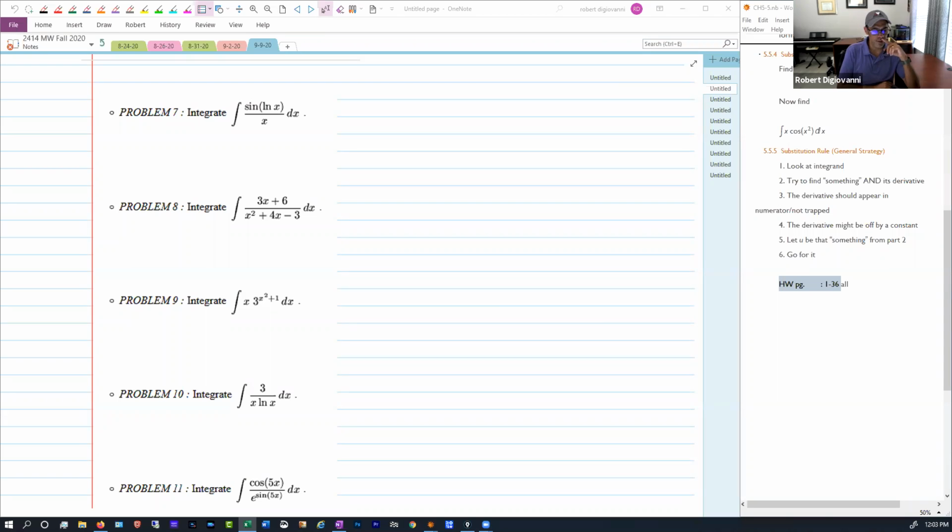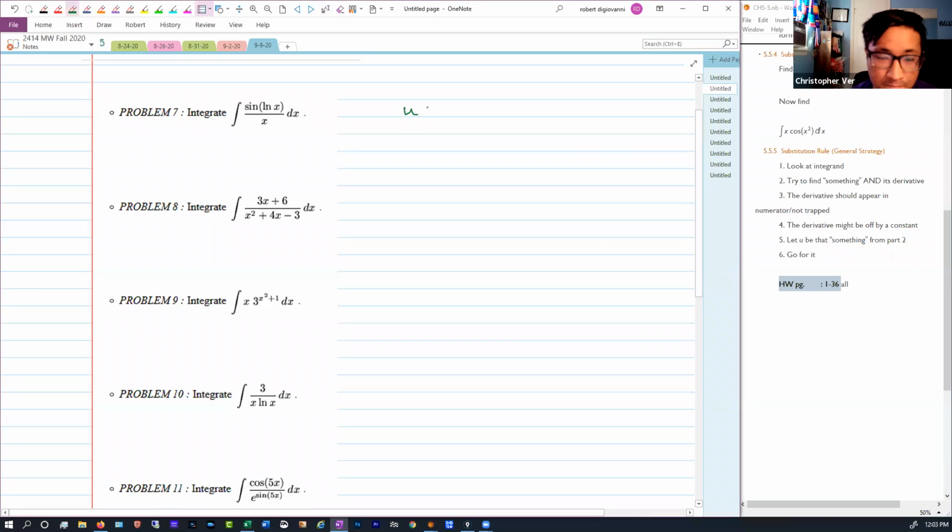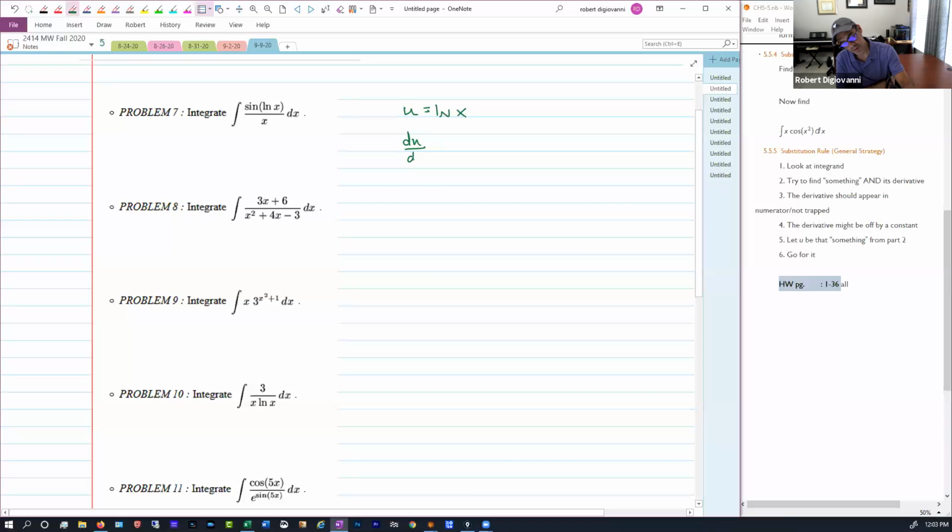Okay, look at number 7. Let's see if maybe we can just get the U's correct for these, and then I can leave the work to you. So Christopher, do you see on number 7 what we could use for U? ln x. Yep, U is natural log of x, because the derivative of that is 1 over x, right? Which you have there, don't you? This integral is really sine of natural log of x times 1 over x dx. See, the way I peeled that 1 over x off to the side, it makes it a little more obvious.